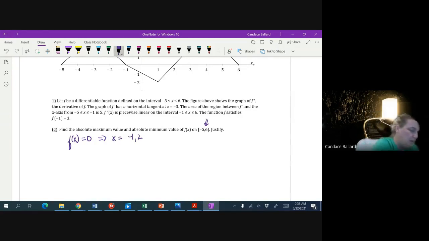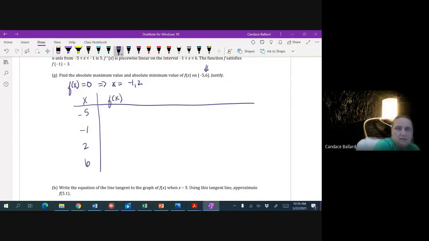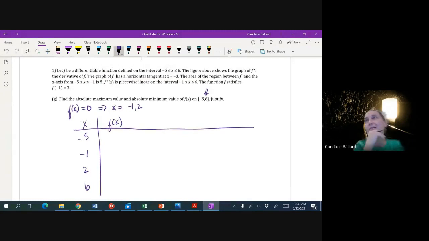Okay, so I'm going to get out my giant T-chart because Mrs. Ballard likes to do her work in her T-chart. So -5, -1, 2, and 6, and we've got f of x. Okay, so I have to get actually back to f of x, and since we're in f prime, what calculus does that mean we're going to need to do? So what calculus do we need right here?